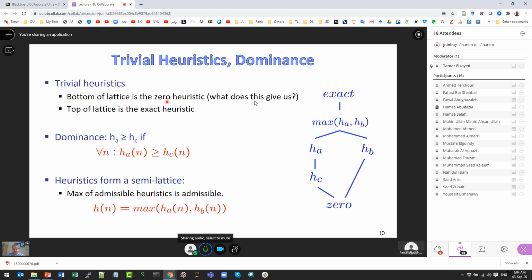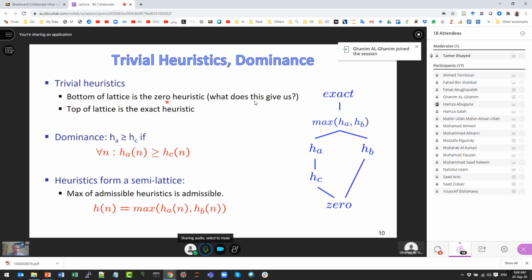Any thoughts? What do you mean by admissible heuristic? Saad? What do you mean by the condition? Which question are you answering now? I was asking what is admissibility. Admissibility means what? Yes, less than or equal to the actual true cost to the goal. Yes.